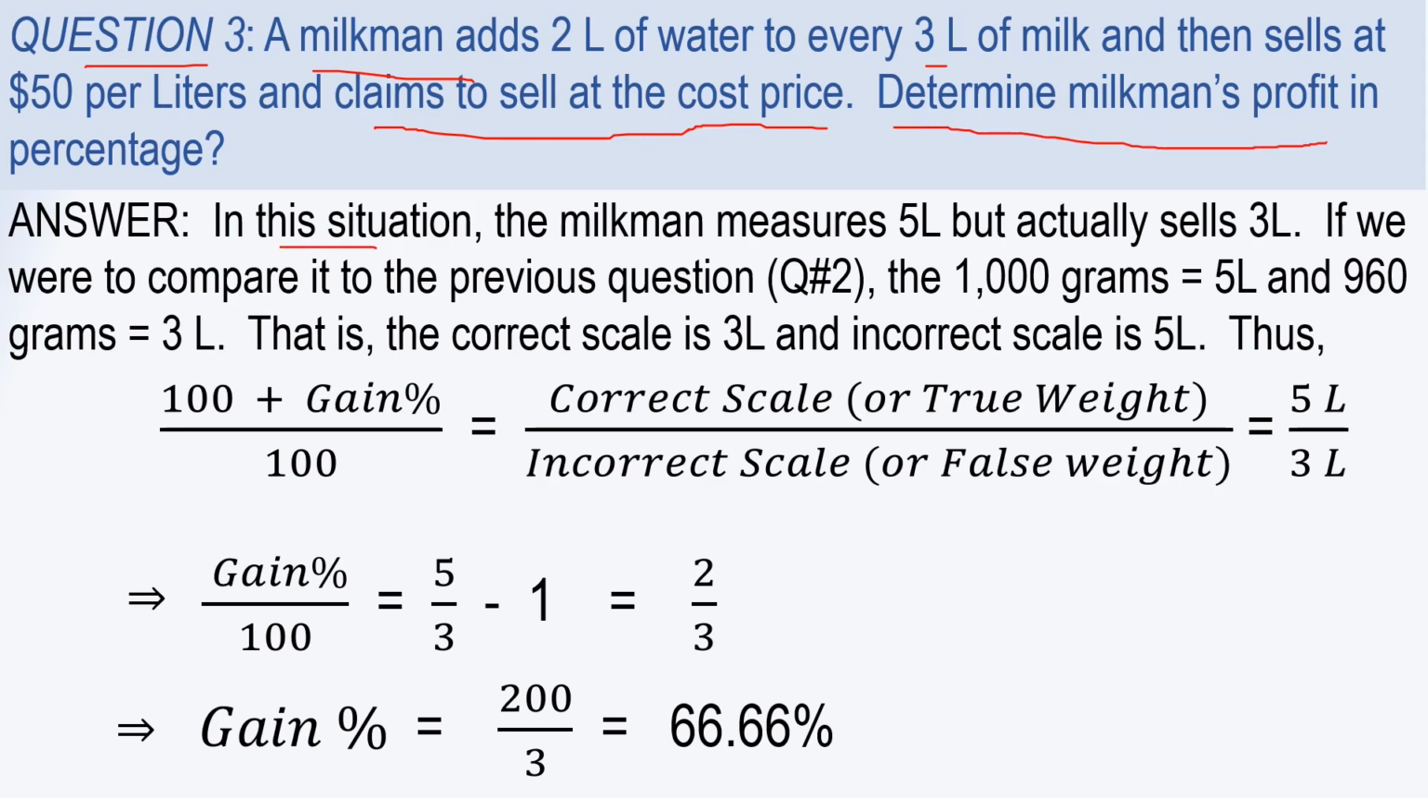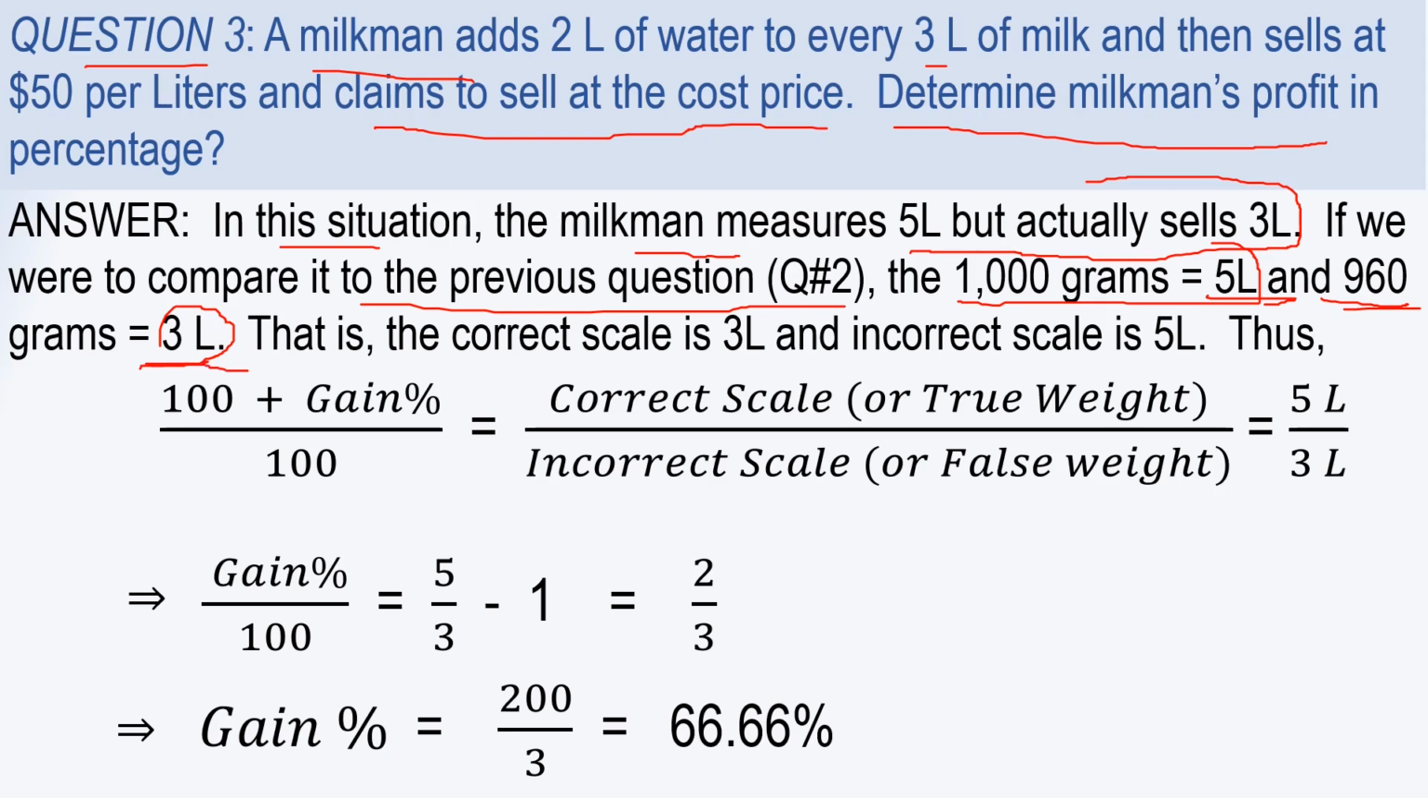So if you see in this situation, the milkman measures 5 liters but actually sells 3 liters. If we compare this to the previous question, question number 2 that we just solved, here the 1000 grams is like 5 liters and 960 grams is equal to 3 liters. That is, when he is claiming that he is selling 5 liters, that is 1000 grams, but is actually giving away only 3 liters, which is the same as 960 grams. So the scenario is the same, and therefore we can use the same formula that we just learned.